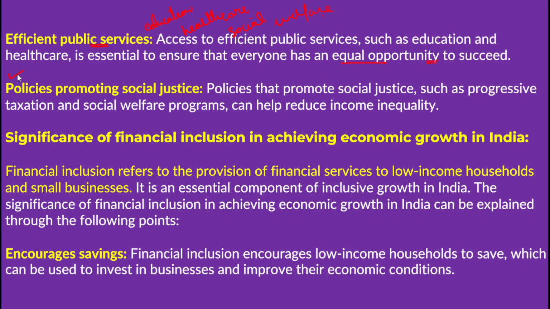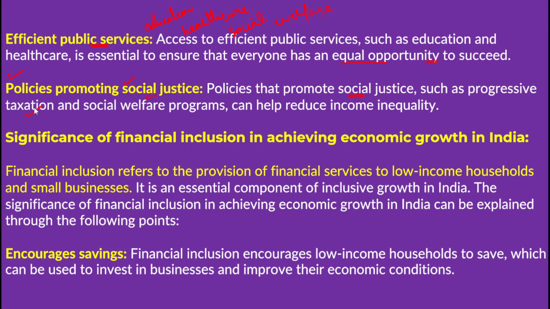After that, the policies in promoting social justice. Now the government is launching various programs to promote social justice. For example, providing pensions to the old age, providing pensions to the disabled people. These are part of social justice. Even reservation is also part of the social justice aspect. Therefore, policies which particularly promote social justice, such as progressive taxation.